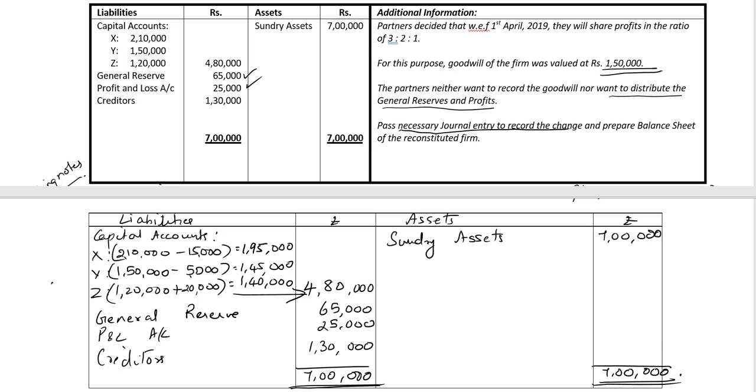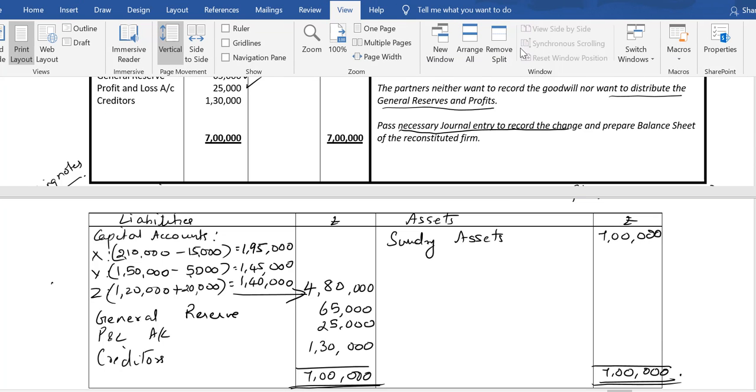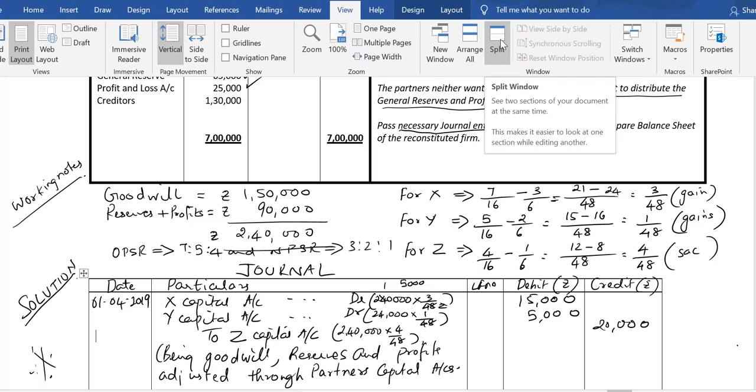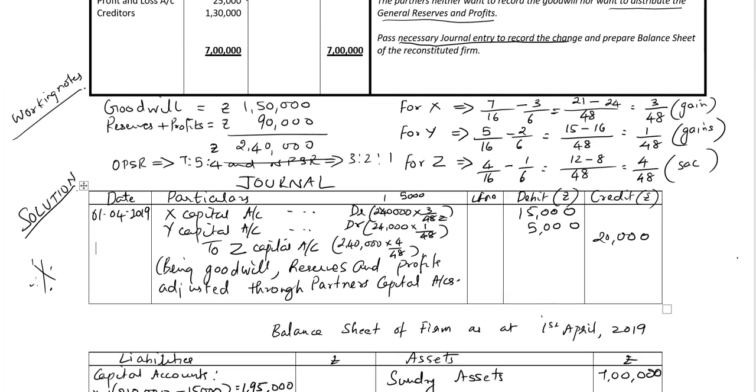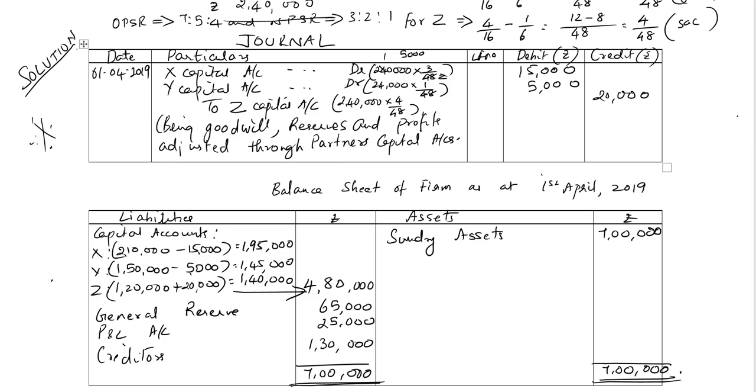I'll remove the split and we can view the answer. So this is the journal entry. And this is the balance sheet that is prepared by us. So we finished example sum 1. In the upcoming video, we will do the second example.